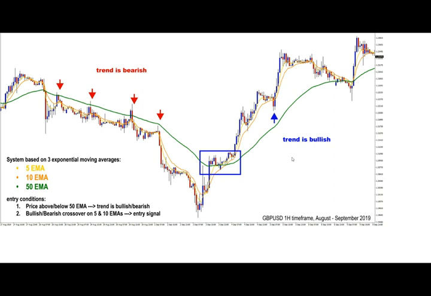So that's about it for this trading strategy, guys. As you can see, it's rather simple, but it's very effective, as is evident here from this chart. Thank you for watching, and I'll see you in our next video.